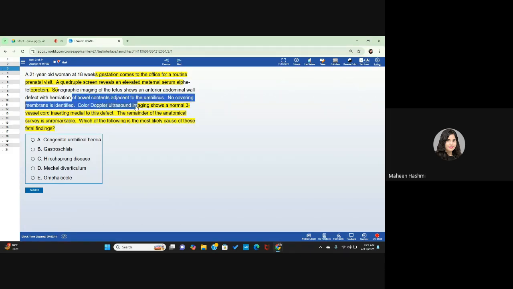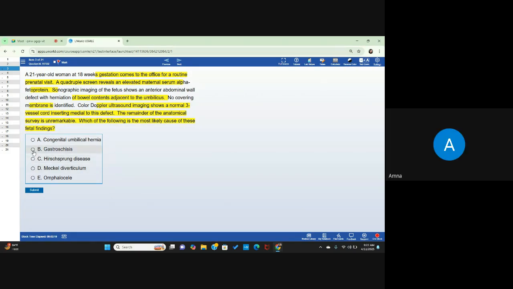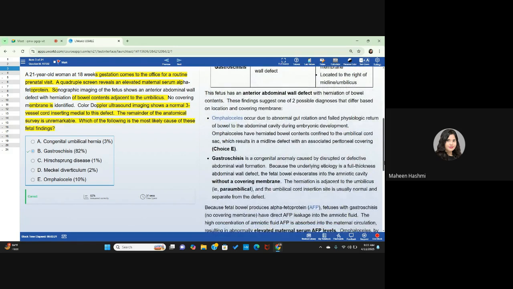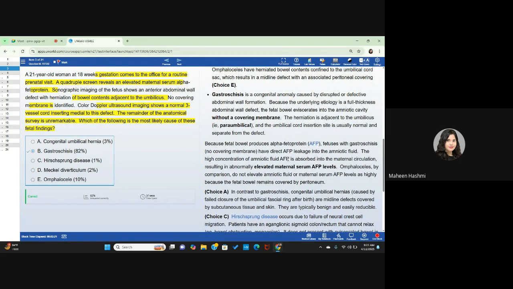Anterior abdominal wall defect with herniation of bowel contents adjacent, no covering. Again, very easy. What is this? Gastroschisis. If there was a covering, then they might have been talking about omphalocele. AFP is increased in a lot of diseases. We talked about that. It's increased in gastroschisis, omphalocele, multiple pregnancies, and certain tumors, like liver cancer and germ cell tumors. So you have to memorize that.